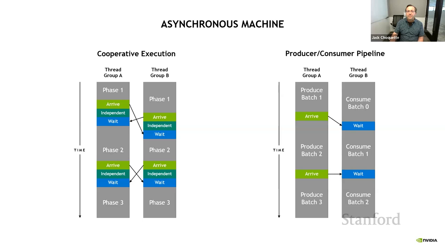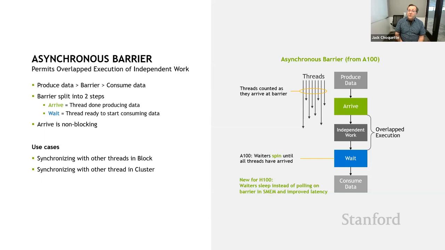Before I dive into details of Hopper improvements, I'm going to start with a review of the asynchronous barriers that were available in A100, because we already had the concept and the ability to do asynchronous barriers in A100, our previous generation. Consider again the example where a set of threads are cooperatively executing on a set of data, as shown on the right. A100's asynchronous barrier split the synchronization into two steps. First, the thread signals arrive when it's done producing a portion of the shared data. And this arrive is non-blocking, so the threads are free to execute other independent work.